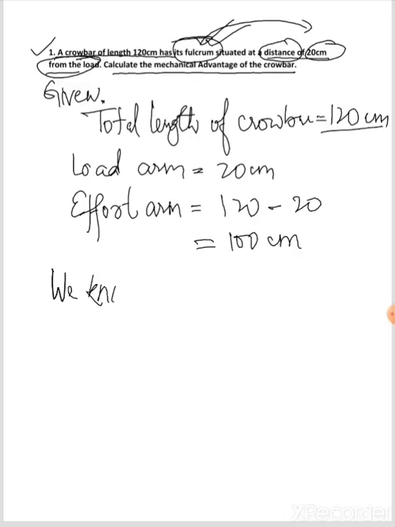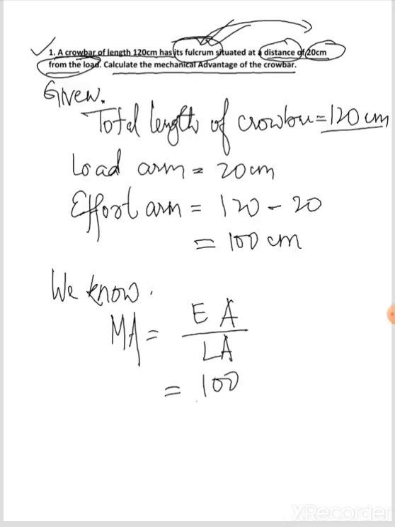So we know mechanical advantage equals effort arm divided by load arm, that is 100 divided by 20. 0 and 0 get cancelled, 10 by 2 means 5. Here you write this statement: therefore, the mechanical advantage of the crowbar is 5, just 5.